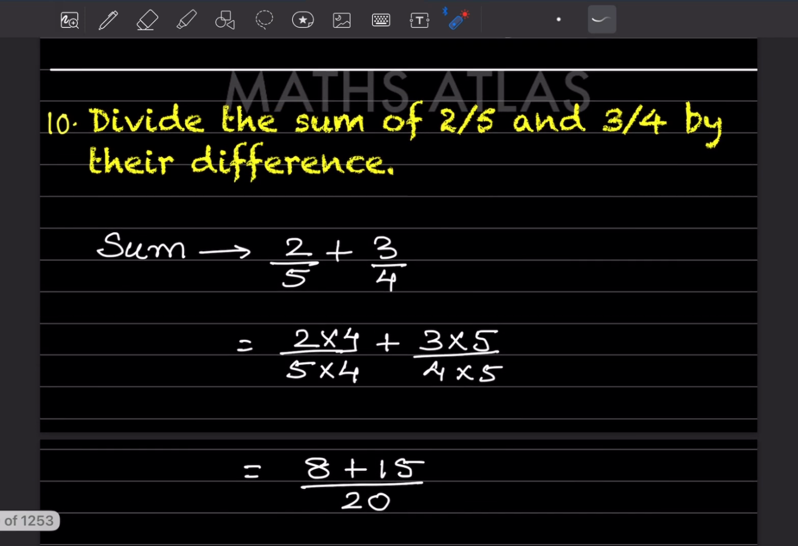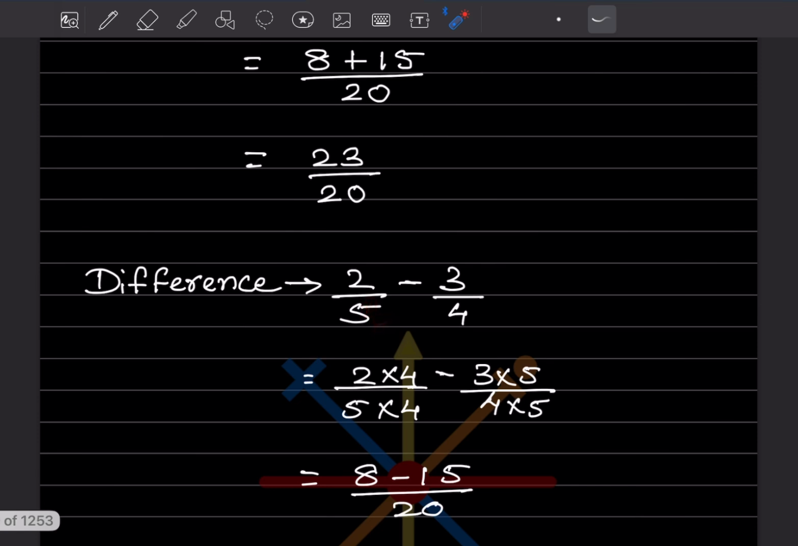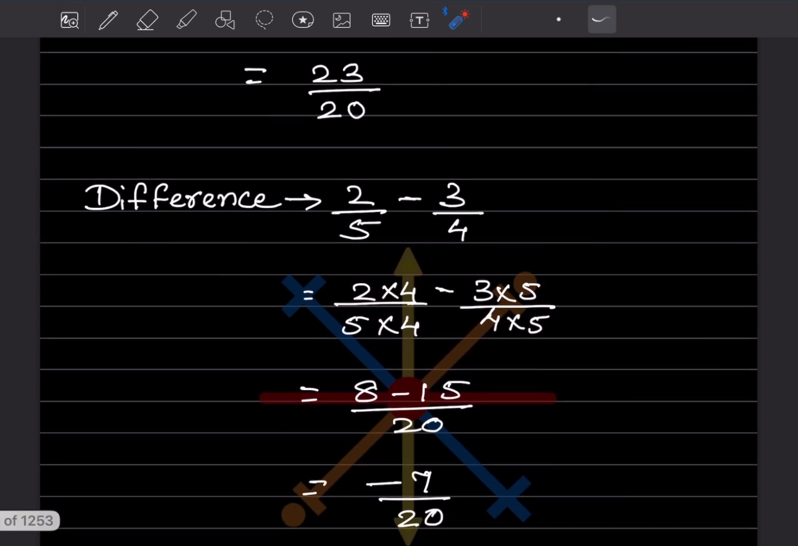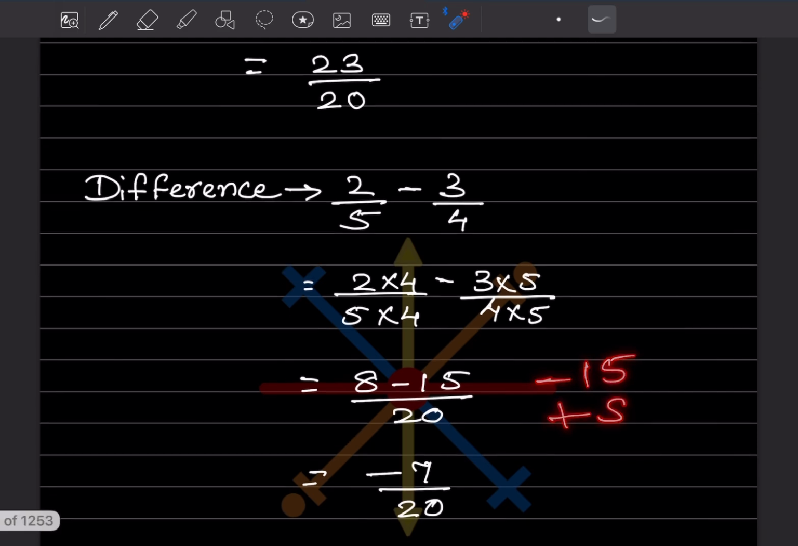And now we'll find the difference of these two numbers. So 2 by 5 minus 3 by 4. Again here we are going to multiply by 4, and this by 5. So this will be 8 minus 15 by 20. So minus 15 plus 8, that is going to be minus 7 by 20.